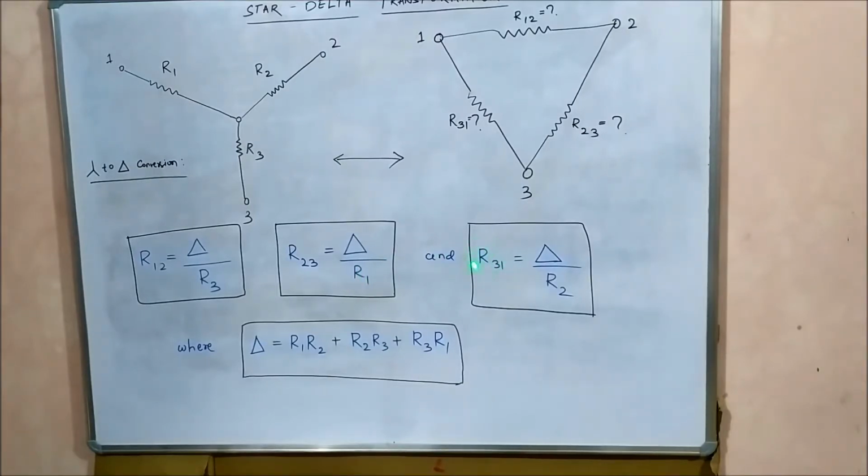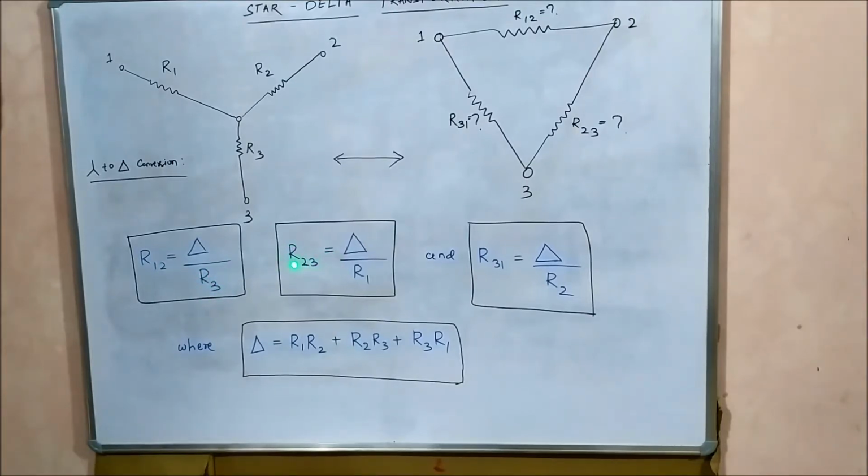Similarly, in R31 the missing number is 2, so that resistance value R2 we have to put in the denominator, and the numerator is fixed in all three values. The delta is fixed, which is R1 R2 plus R2 R3 plus R3 R1. So all you have to do is point out the missing number. In R12 the missing number is 3, so you put R3 in the denominator. In R23 the missing number is 1, so you put R1 in the denominator, and in R31 the missing number is 2, so you put R2 in the denominator.